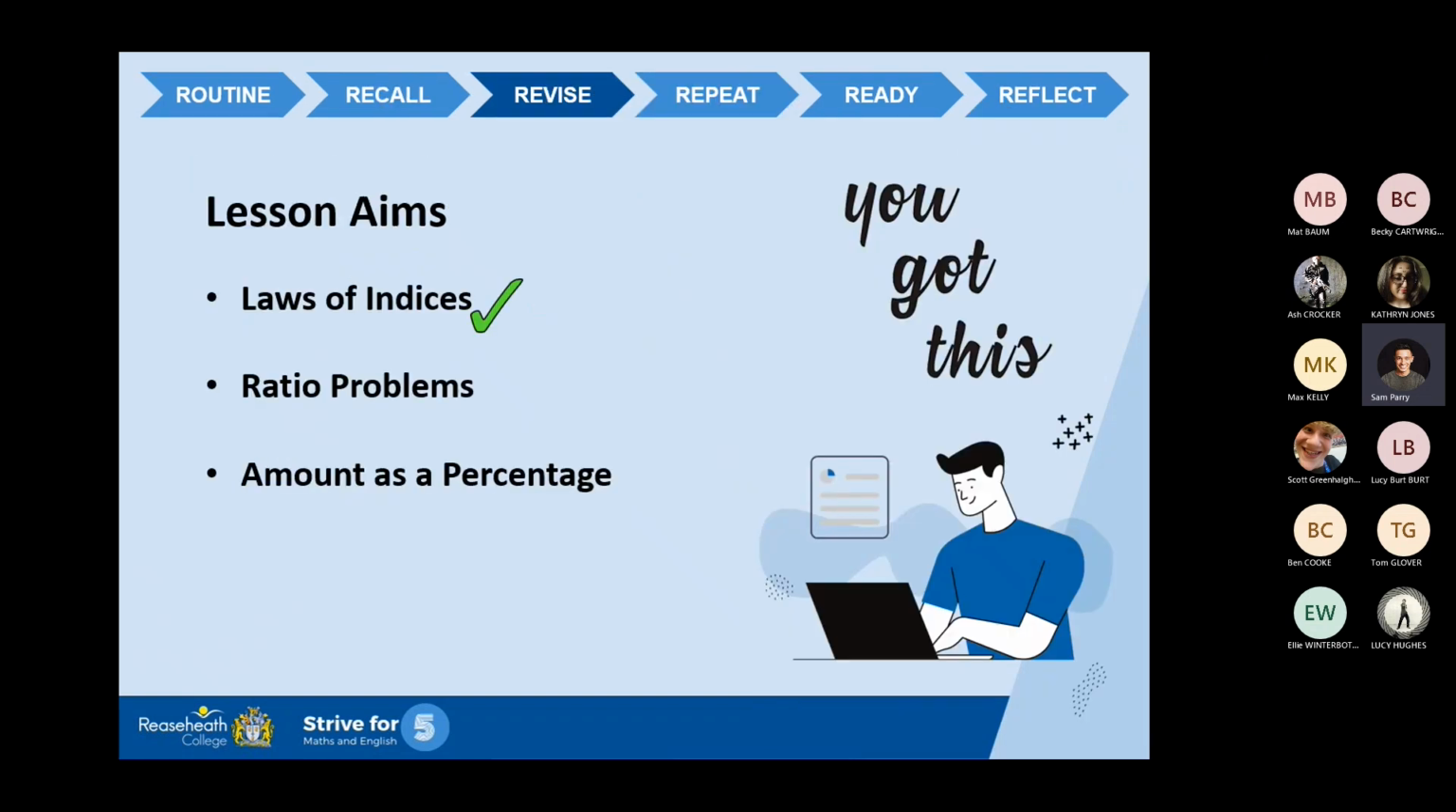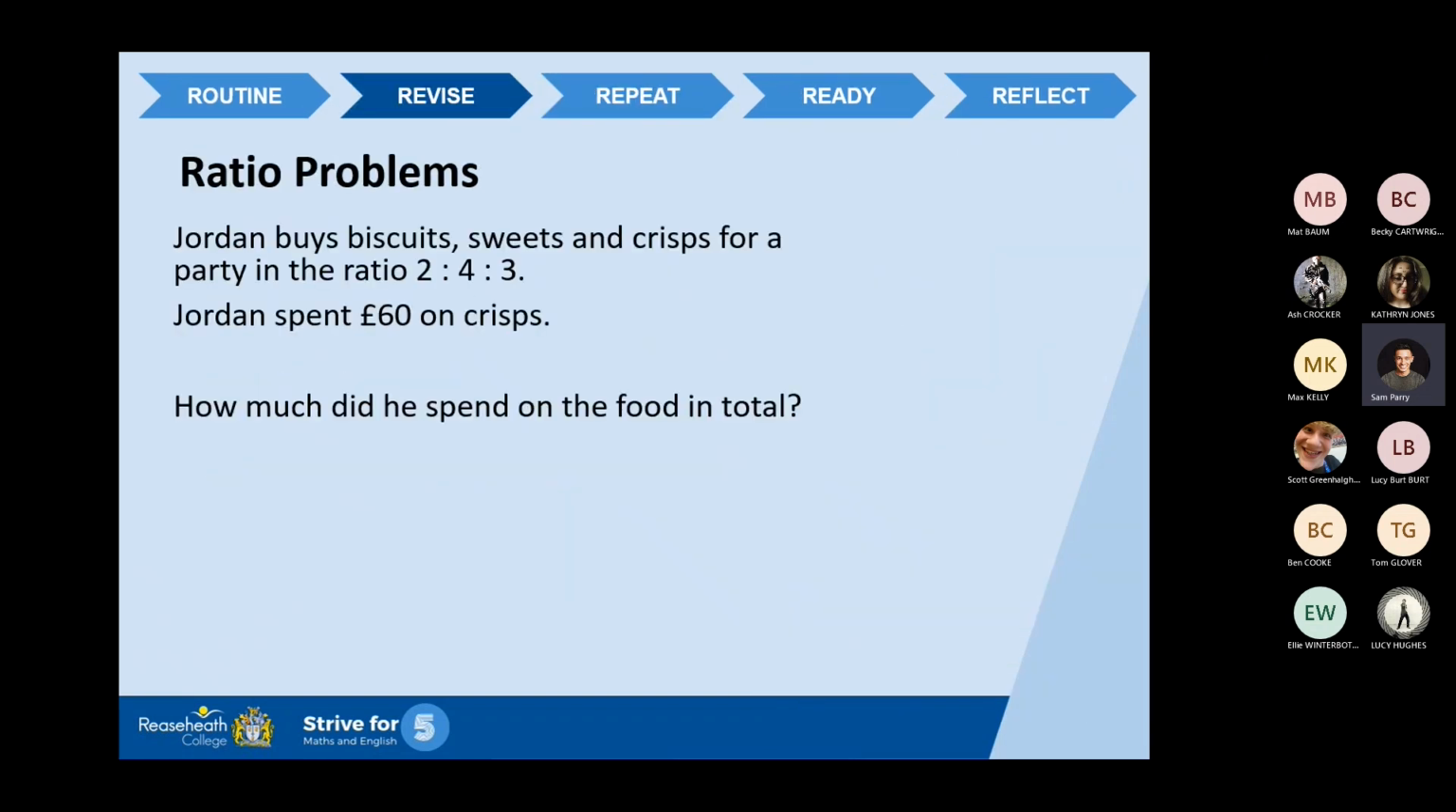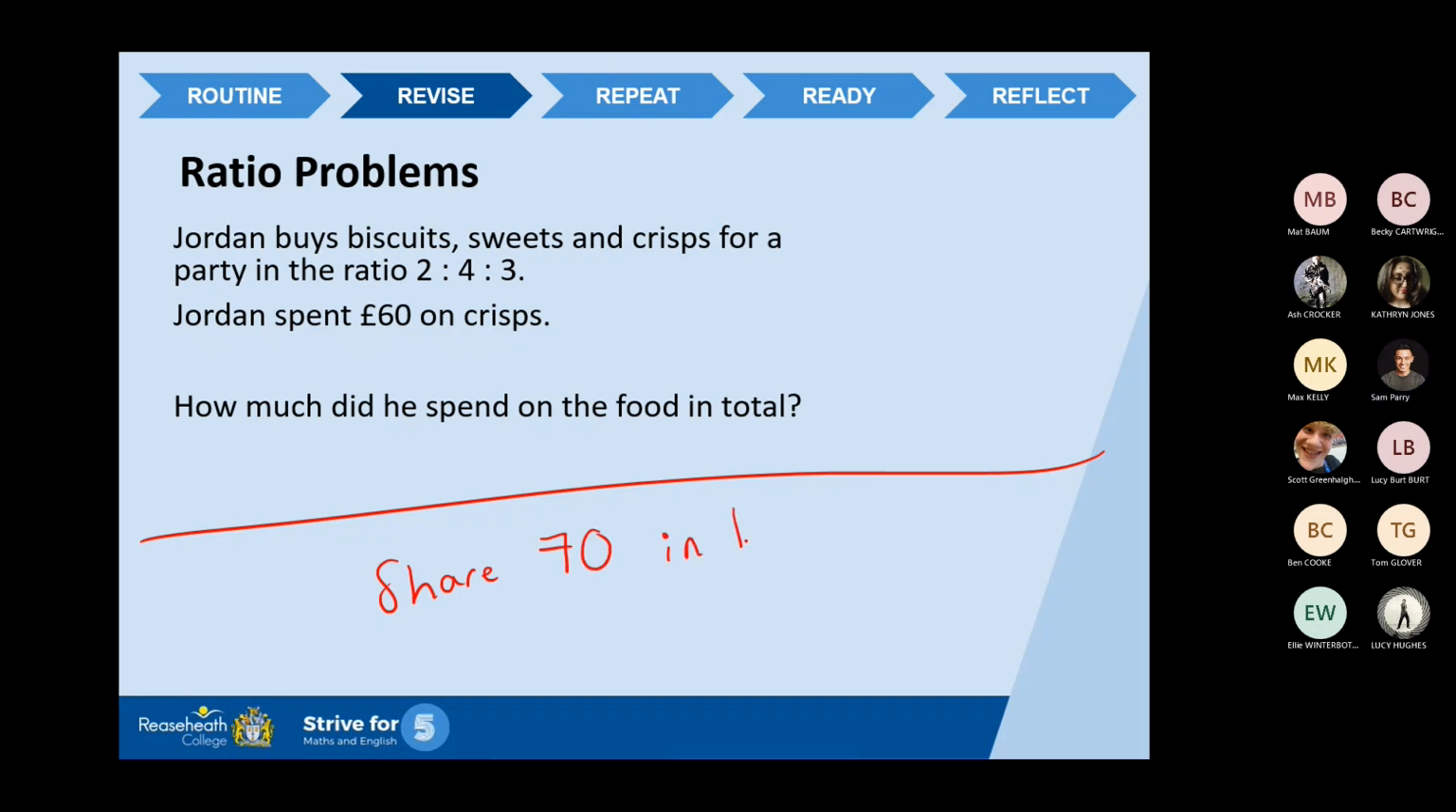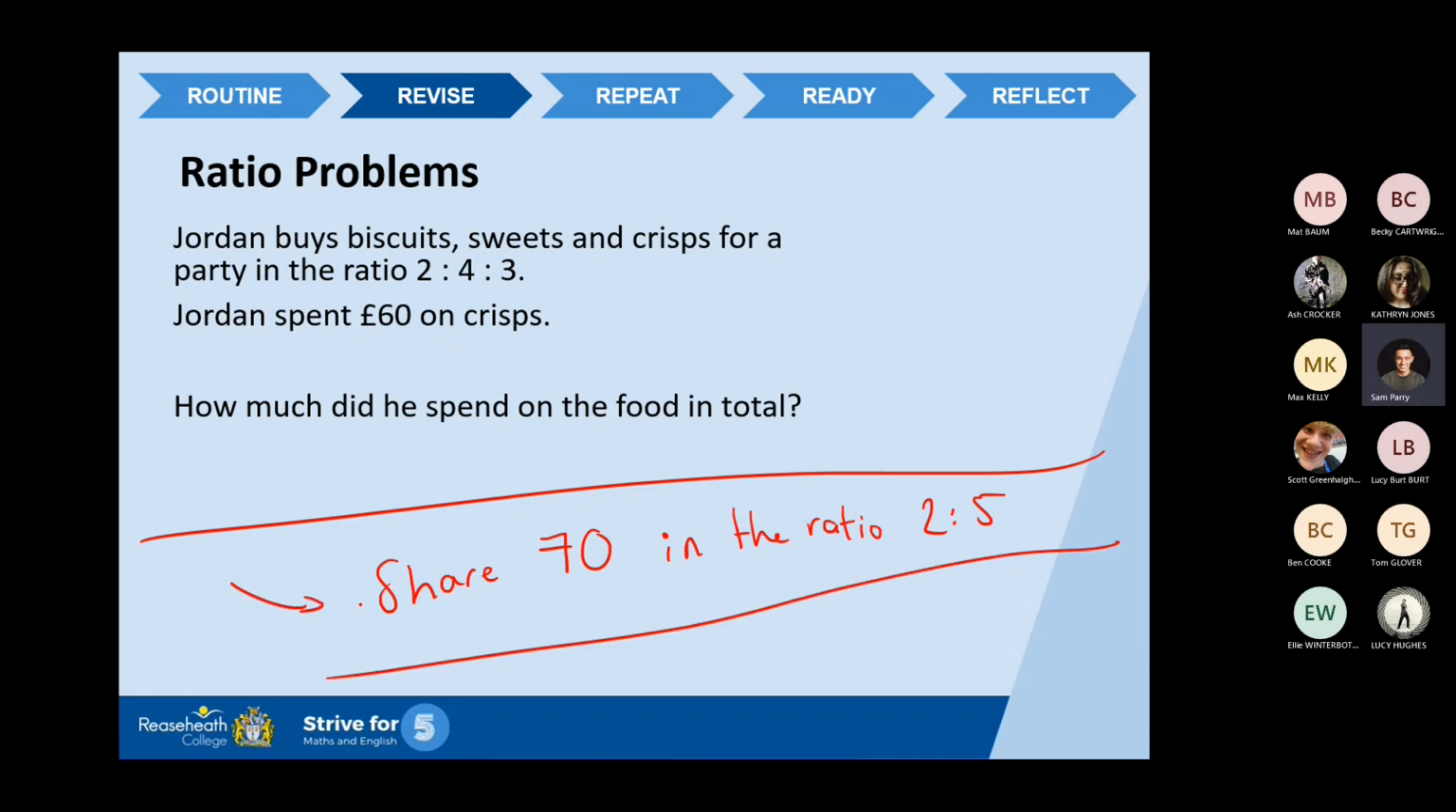Okay, we're now going to look at ratio. Now, I love ratio, but what I want us to do is legitimately look at the more challenging ratio questions, because sometimes you see a question like: share 70 into the ratio 2:5. That's the most basic type, and students are good at ratio and could just do questions like that. Ratio develops, and it can become more interesting.